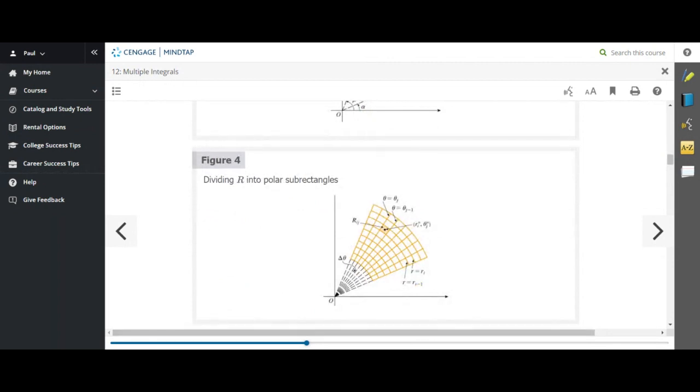We take our polar region R and we divide it into polar subrectangles. So you see there that R sub ij, that polar subrectangle, goes from one angle theta equals theta j minus 1 to an angle theta equals theta j. And then there's a beginning radius, r sub i minus 1, and an ending radius, r sub i.